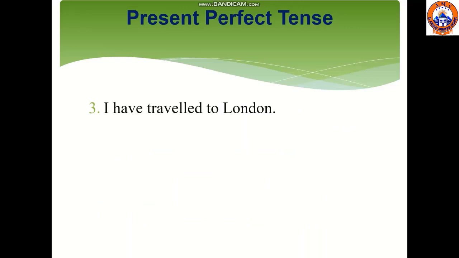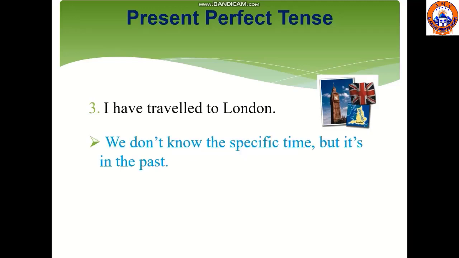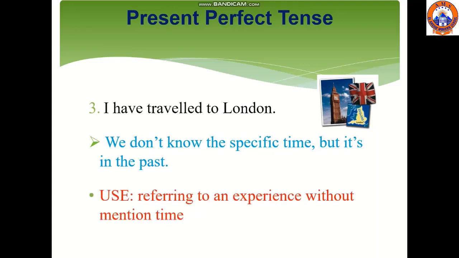Number 3. I have traveled to London. Okay, so is time important? This is an experience in the past, but we didn't mention the time. So we don't know the specific time, but it is in the past. The usage is referring to an experience without mention of time.